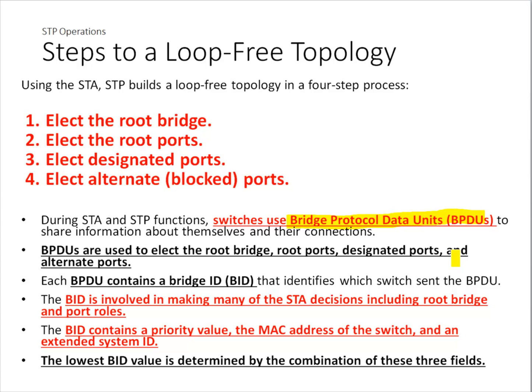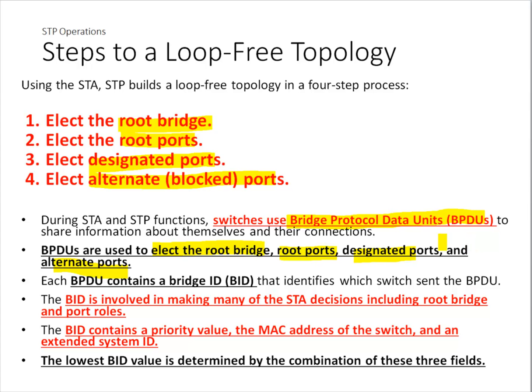Now I am going for the first one: what is the use? These BPDUs are used to elect the root bridge, the root ports, the designated ports and the alternative ports. So for all these things, the spanning tree protocol is going to use the BPDU only. Then, what is available inside a BPDU frame?